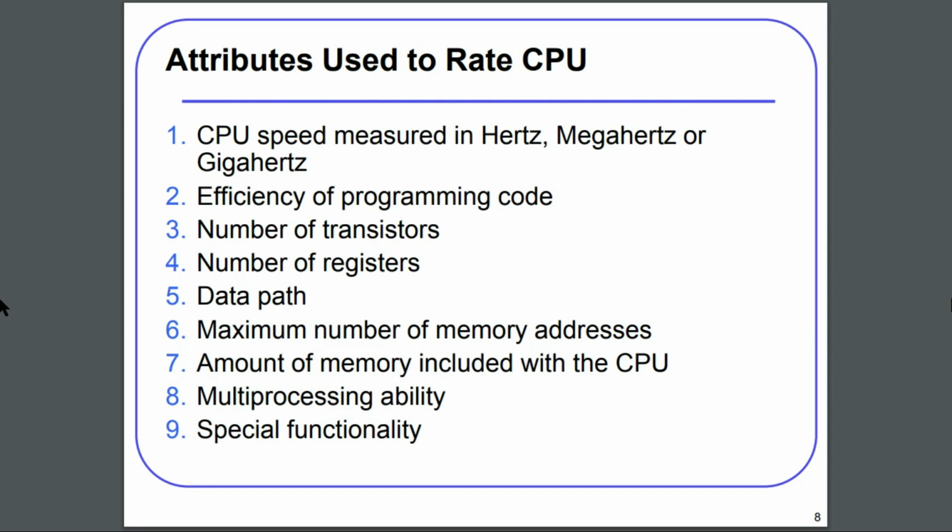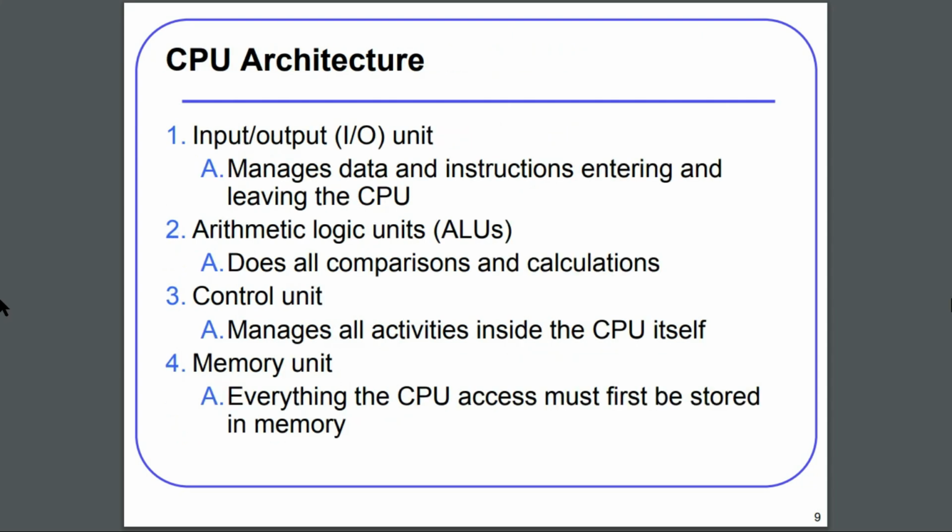And let's check the attributes used to rate a CPU. CPU speed is measured in hertz, megahertz or gigahertz. Other attributes are efficiency of programming code, number of transistors, number of registers, data path, maximum number of memory addresses, amount of memory included with the CPU, multiprocessing ability, and special functionality. So let's check the next slide.